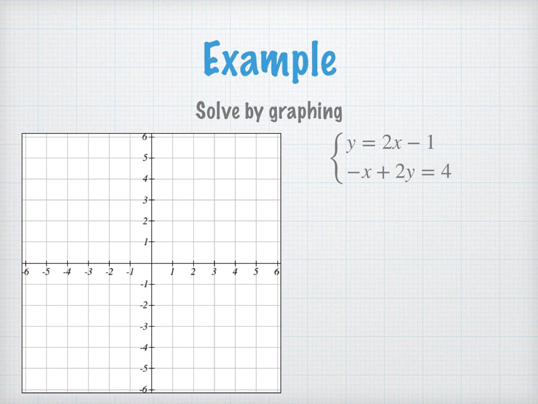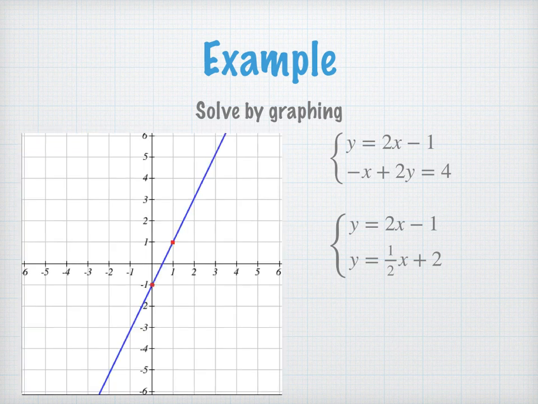Our first equation is in that form already. The second one we need to solve for y. Take a moment, go ahead and try to solve for y, pause if you need to. And here we have our second equation solved for y. So now both of our equations are in slope-intercept form, so we should be able to graph both of them.